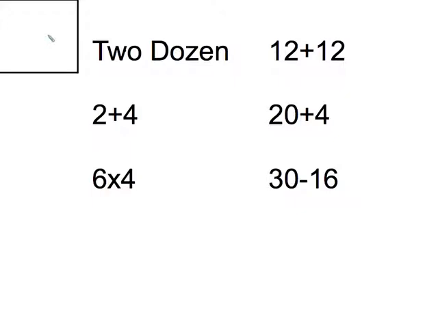Okay, welcome back. You're ready to check your answer. First, we need to figure out what each one of these equal. 2 dozen is 12 plus 12, which is going to give us 24. Amazingly enough, we have the exact same thing here. 2 dozen, 12 plus 12, which is also 24. Then we have 2 plus 4, which gives us 6. We have 20 plus 4, which gives us our 24.